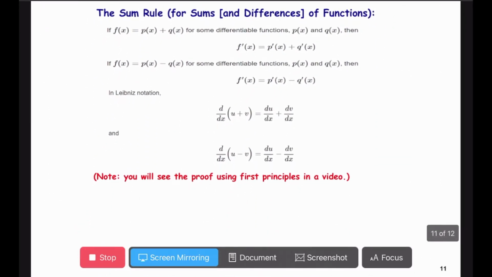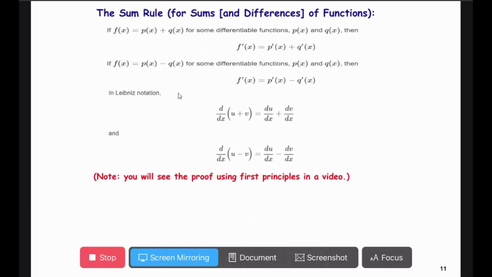All right, the sum rule for sums and differences of functions. Because remember, when we find the difference, you're just adding the negative. So subtraction is basically just fancy addition. The sum rule for sums and differences of functions.